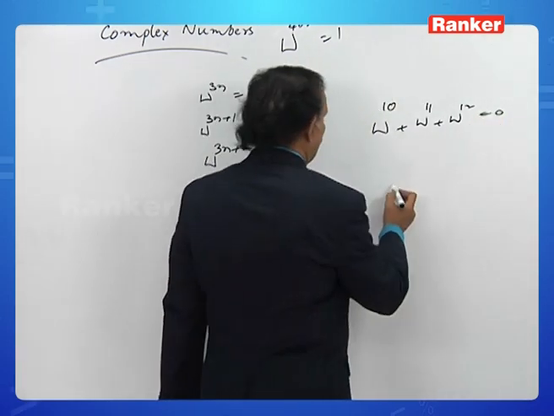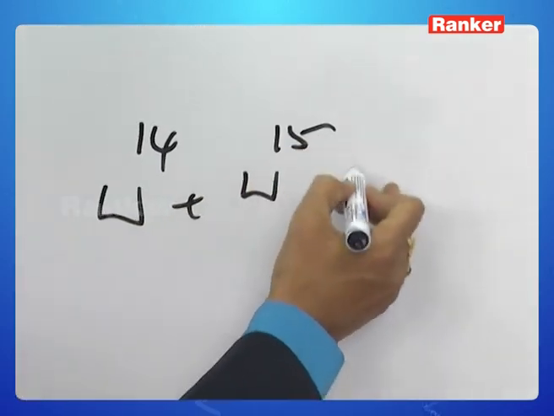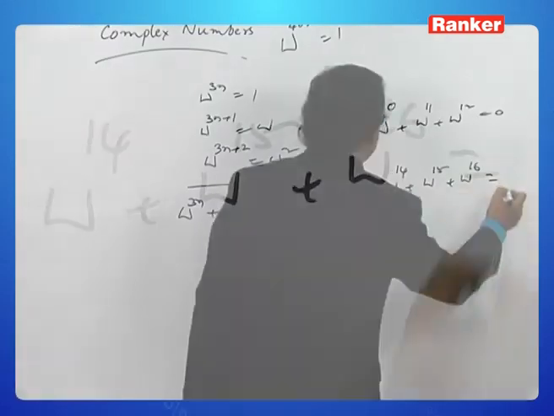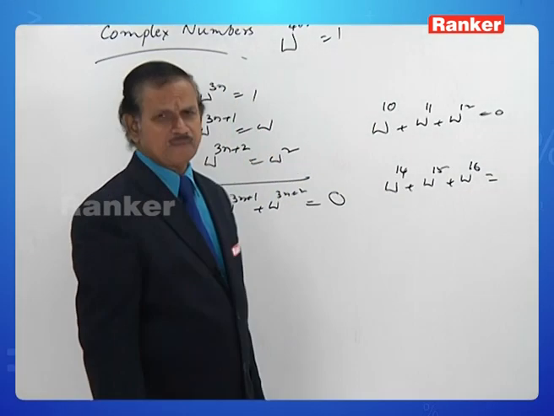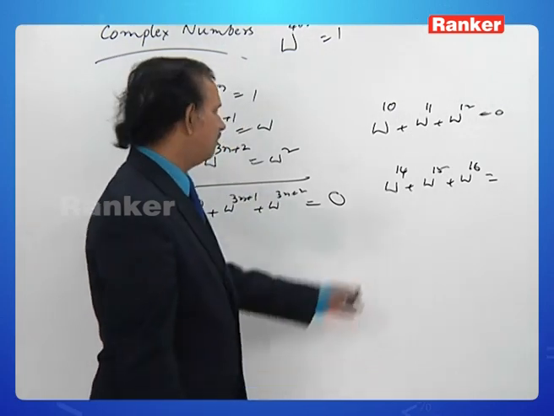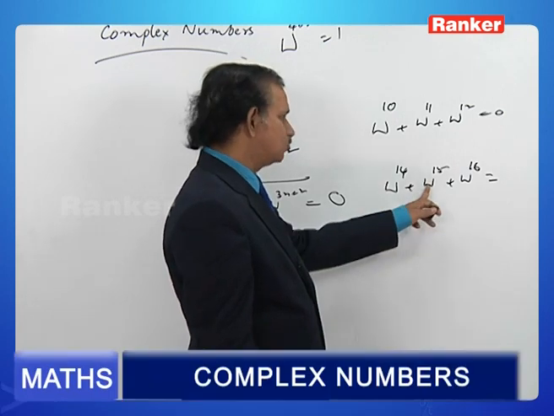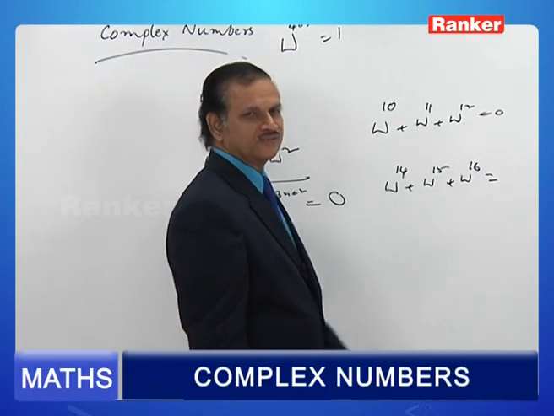Just like that, omega power 14 plus omega power 15 plus omega power 16. Are they successive integral powers? Yes, of course. No doubt the answer is 0. How? This is omega power 12 into omega square, omega square. This is 1. This is omega. Answer is 0.